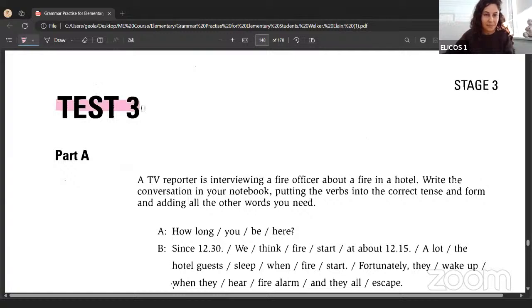Okay, so this is just an elementary level. It is test 3 and it's the last test. So let's do it together and see where the mistakes are. And let's learn and make sure we can remember the rules and just practice together. Okay, so we have test 3 that we are doing together.